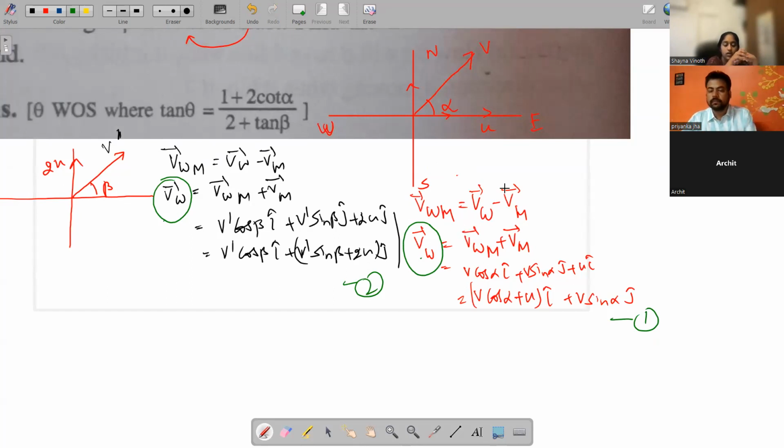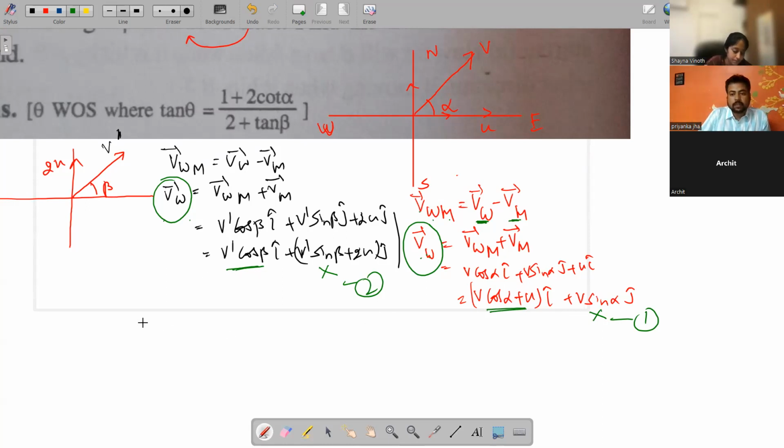Sorry? Aren't they just the velocities of wind that are being observed? No, no. See, this is the velocity of wind with respect to man, observed by the man. This is the actual velocity, and this is the actual velocity of wind, right? So from both the cases we get the same thing, so this and this must be the same. So the i component of this must be equal to the i component of this, and the j component of this must be equal to the j component of this, when two vectors are equal. Understood, everyone? Archit and Shaina.